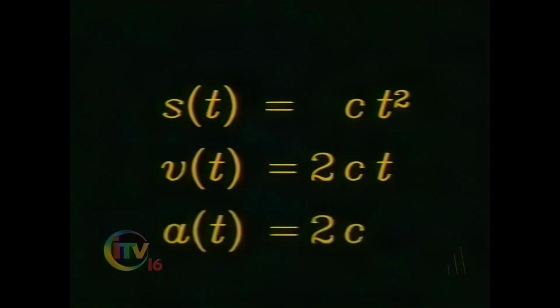But now we've found that the acceleration, a, doesn't depend on time at all. It's simply a constant. A equals 2c. Regardless of the value of t, a is always the same. We've finally done it. We figured out that the result of gravity is constant acceleration.